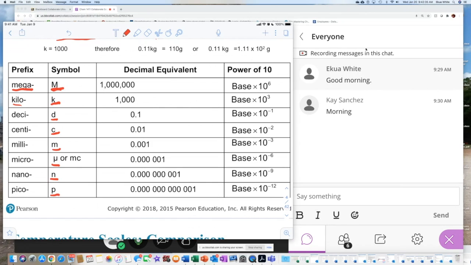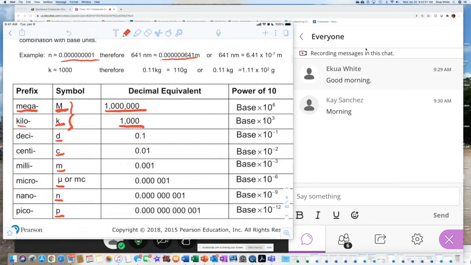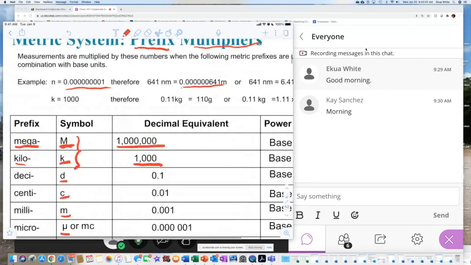So if you're dealing with the mega and the kilo, it's understood whatever object you're looking at is large, right? Because mega stands for 1 million, kilo stands for 1,000, right? So you get to convert the number to a more manageable number. So the original number provided to you, you get to convert it to a more manageable number using the metric prefix. So here we're being told n, which is nano, stands for this number right here.